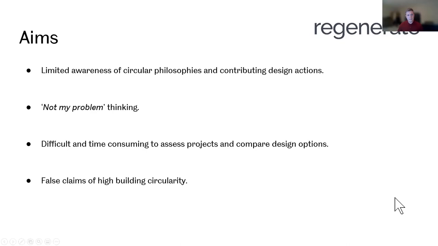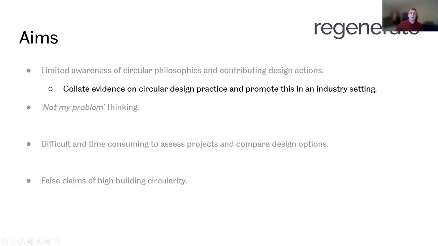So from these challenges, we then developed four aims. The first of these was to collate evidence on circular design practice. This is both academic and industrial evidence, but also then to promote this within the industrial setting. To stop people having this "not my problem" thinking, we wanted the tool to engage multiple stakeholders across different project stages. This meant that each individual stakeholder knew what responsibilities they had in terms of ensuring the circular economy at different design stages.